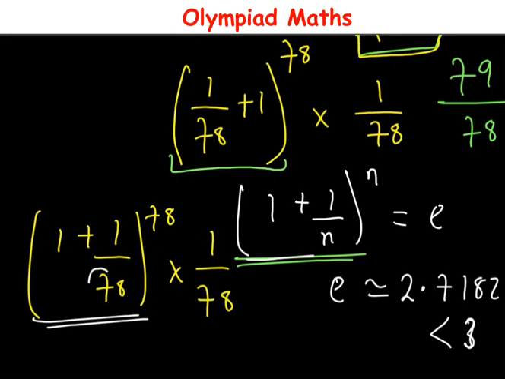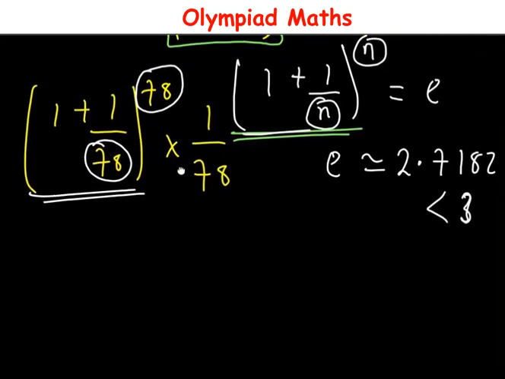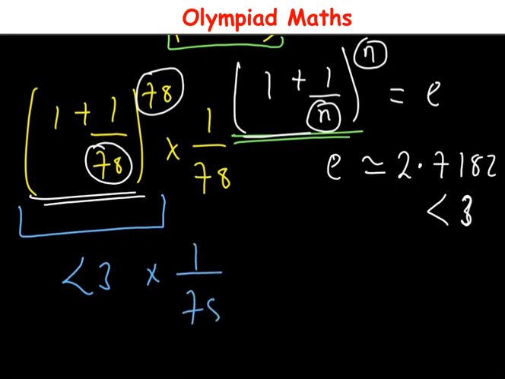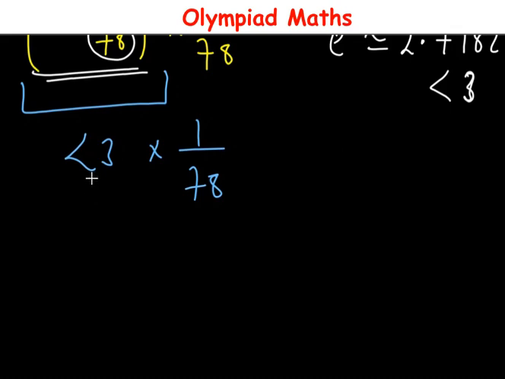Right here we have 78 here, we have 78 here, we have n here, we have n here, as in Euler's formula expression. Following Euler's formula, this is simply equal to e, and the value of e is less than 3. So this will give us a value less than 3, then times 1 over 78. Multiplying a value less than 3 times 1 over 78, you will get less than 3 over 78.